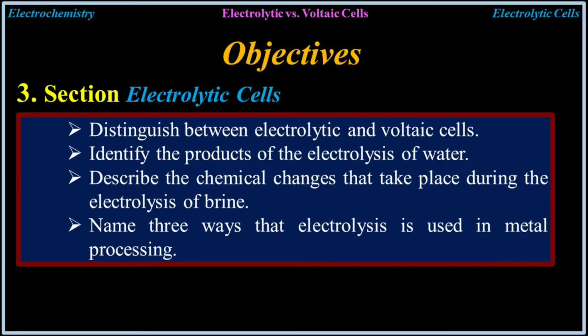The 4 objectives are: distinguish between electrolytic and voltaic cells, identify the products of the electrolysis of water, describe the chemical changes that take place during the electrolysis of brine, name 3 ways that electrolysis is used in metal processing.